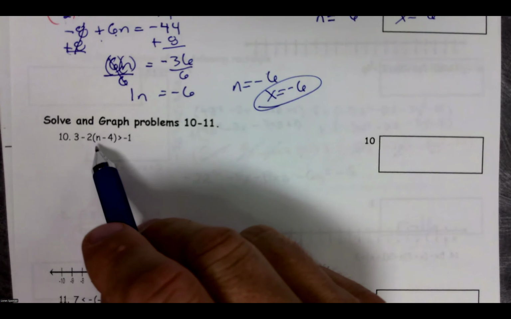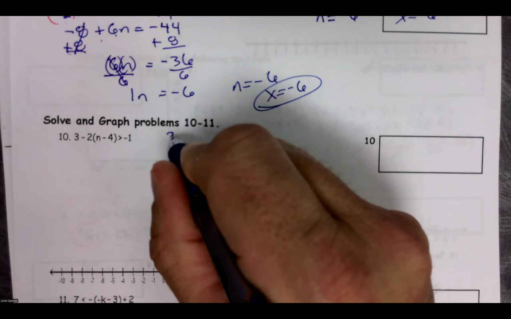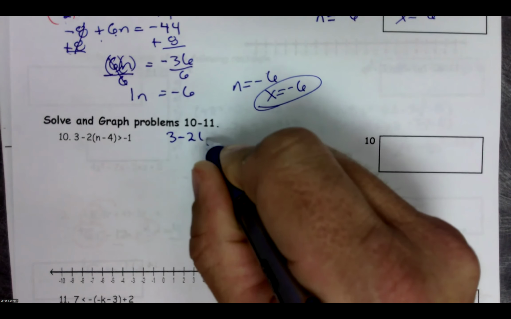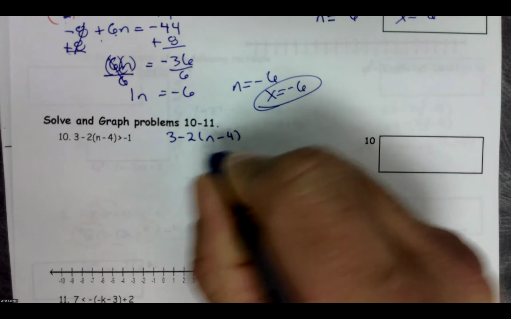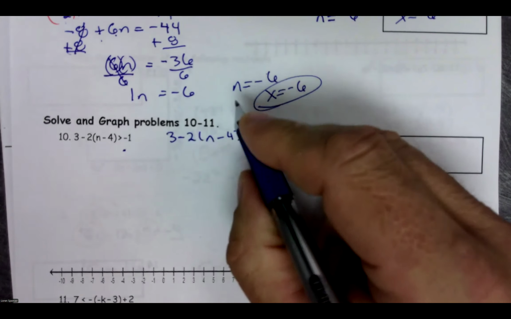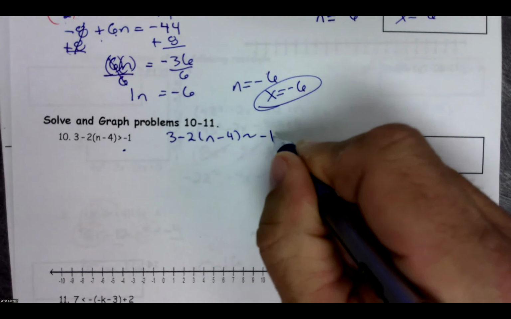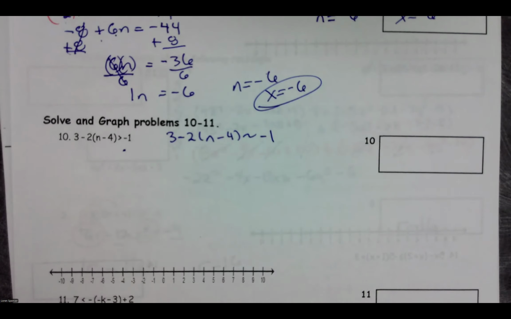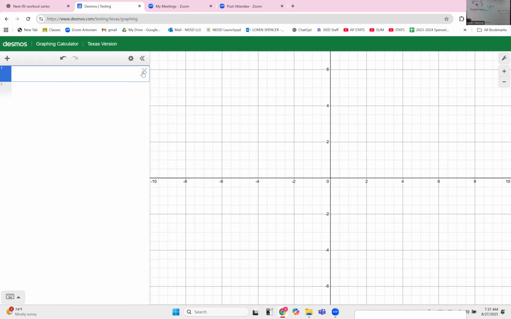I'm going to rewrite this so that it'll go into Desmos, which will be 3 minus 2, parentheses. It already had an n, so that's good. But we're going to have to replace the inequality with a squiggle, -1. So we'll pop that into Desmos real quickly. Oops, 3 minus 2, parenthesis, n minus.